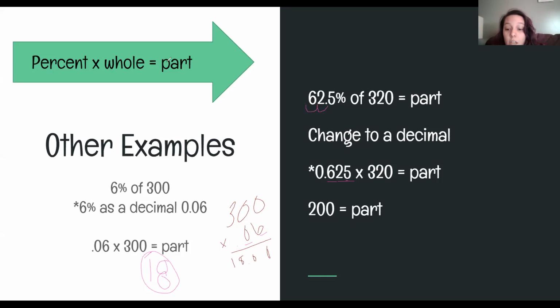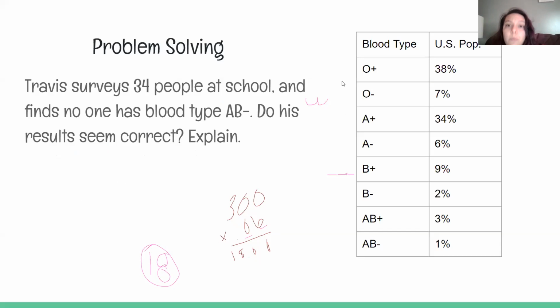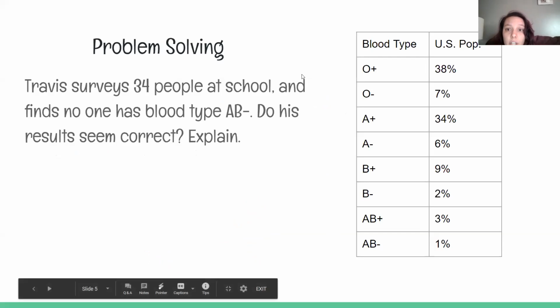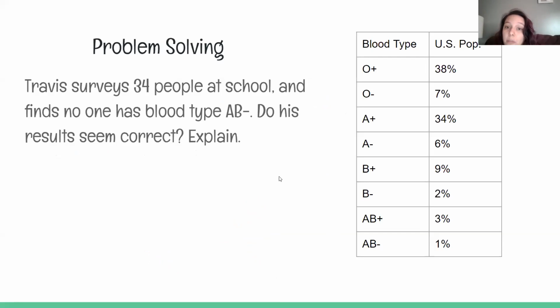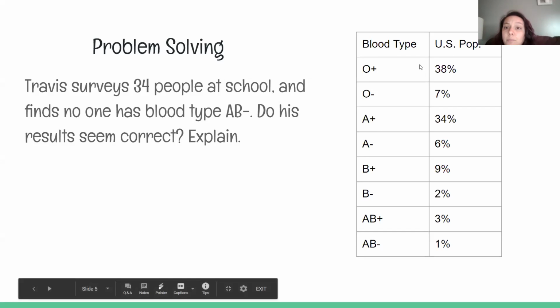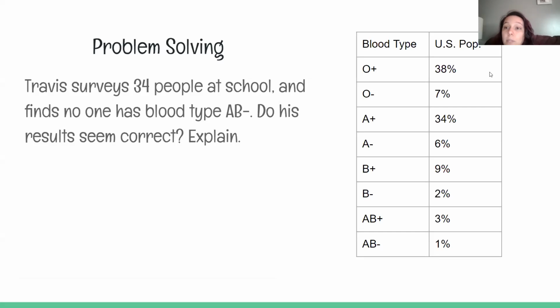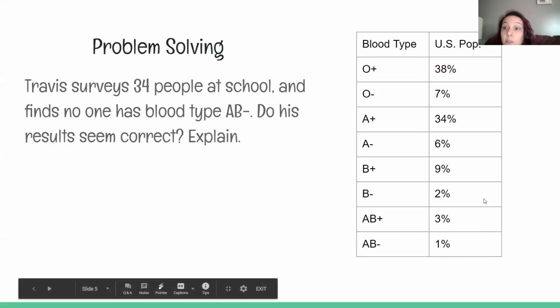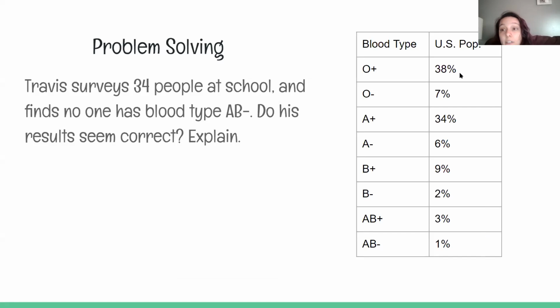Okay. And going over one more question, and this is kind of an example of a word problem that you would see. And this one actually, your answer won't be math. It's kind of just in word form and explaining it. So it says, Travis surveys 34 people at school and finds no one has a blood type of AB negative. Do his results seem correct? Explain. So there's this chart right here, and it tells you the types of people's blood types, and then the population in percent form of how many people have that blood type.